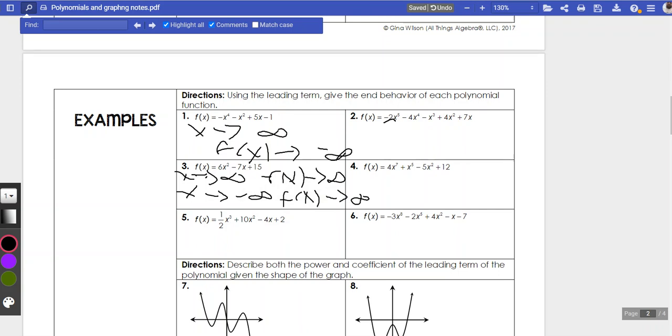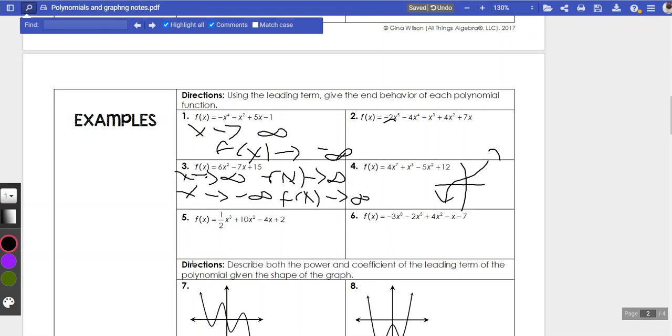Number four, this guy, as x gets big, the function approaches negative infinity, and as x gets really small, the function also approaches negative infinity. Because if you graph it, it's something like this, right? So you could probably do 5 and 6 on your own. It's not a big deal.